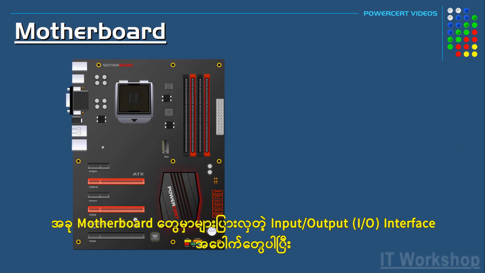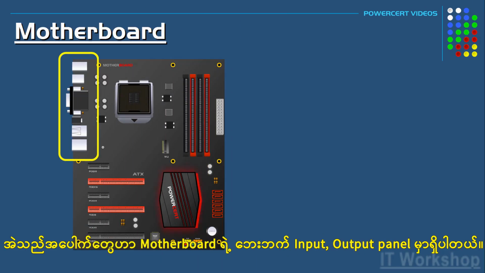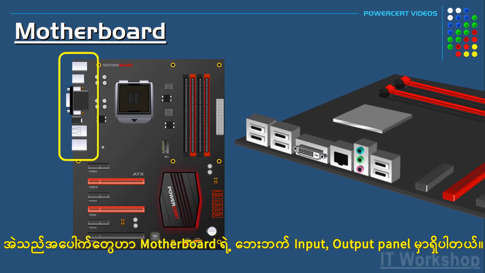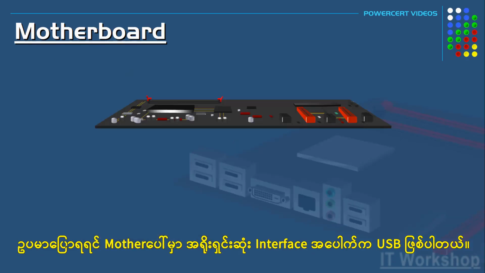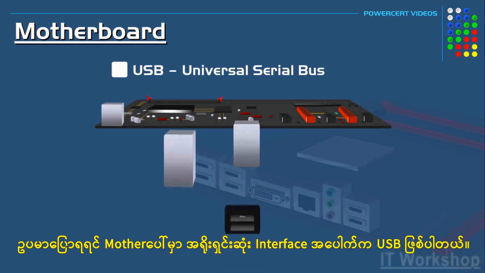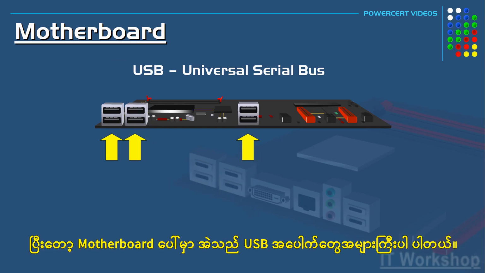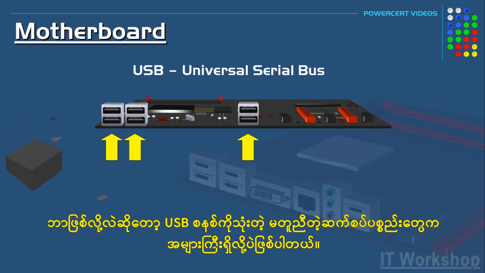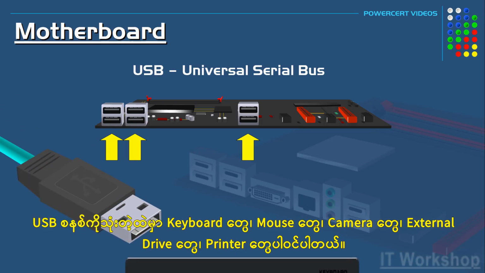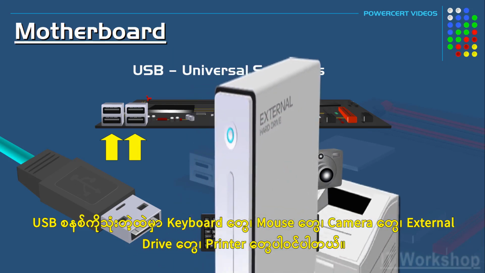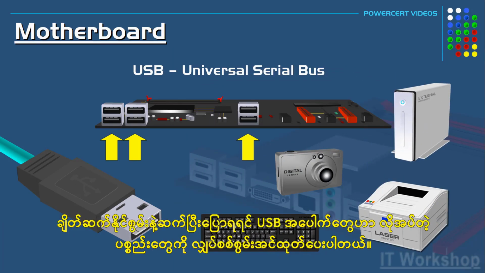Now, motherboards come with several input-output interfaces, and these interfaces are largely located on the rear input-output panel of the motherboard. So, for example, the most common interface on a motherboard is the USB port. USB stands for Universal Serial Bus, and motherboards will typically have several USB ports because there are so many different peripherals that utilize the USB interface, such as keyboards, mice, cameras, external drives, and printers. And in addition to connectivity, the USB port also supplies electrical power to that specific device.